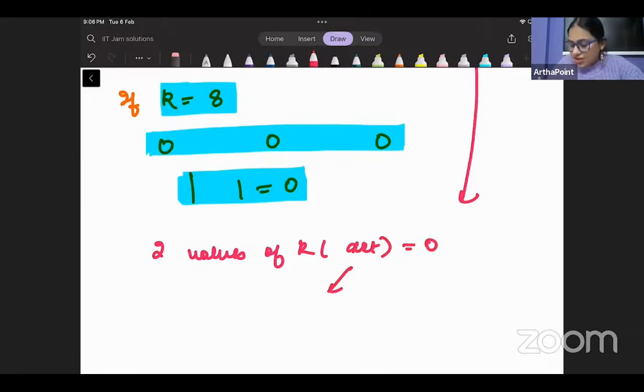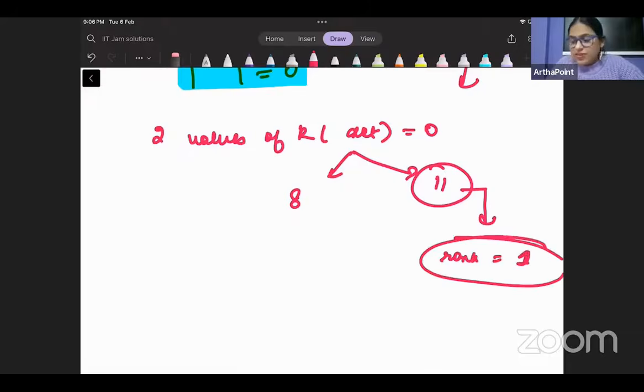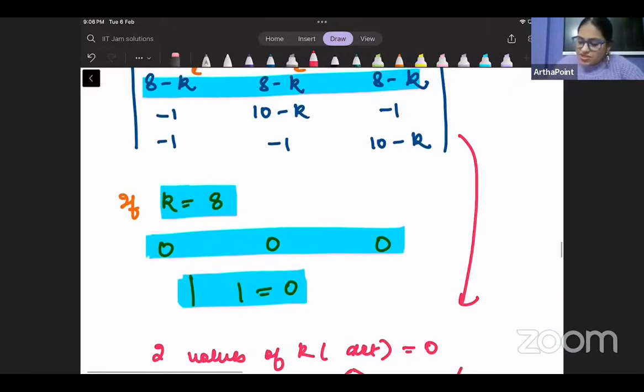एक वैल्यू आ जाएगी 8, एक आएगी 11. But 11 पे तो we have proved ना that rank 1 हो जा रही है. We have proved rank is 1. So 11 will not be the answer. So the answer will be 8. Let me do that for you. Let me just take this forward. I will cover that for you.